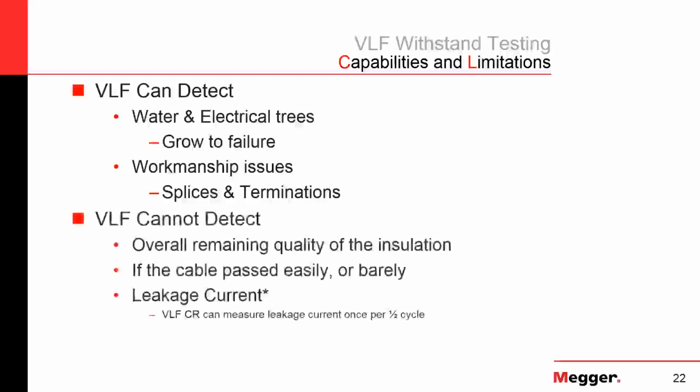VLF cannot tell you about the overall remaining quality of the insulation. Remember, it's just a go, no-go test. It can't tell you if the cable easily passed the test or if it just barely passed the test. VLF sinusoidal cannot tell you a leakage current, although cosine rectangular can. It measures a leakage current once per half cycle, and this would be pretty comparable to what you would get from a DC test if you're used to doing that kind of testing. And again, ultimately, this is a pass-fail test.